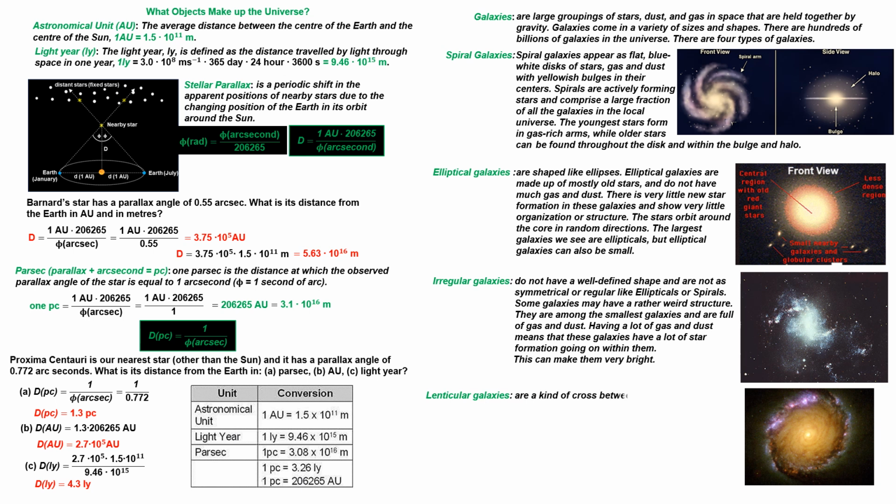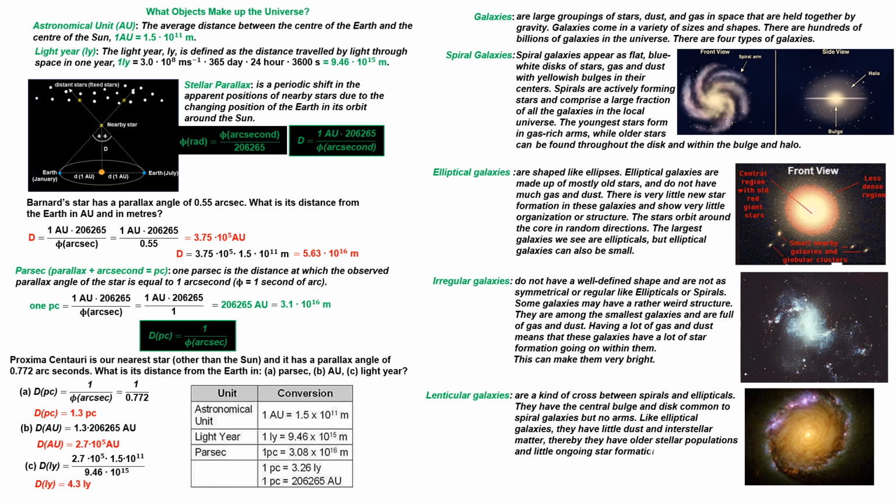Lenticular galaxies are a kind of cross between spirals and ellipticals. They have the central bulge and disk common to a spiral galaxy, but no arms. But like elliptical galaxies, they have little dust and interstellar matter. Thereby, they have older stellar populations and little ongoing star formation. Despite all this, however, they are perhaps the most poorly understood galaxies.